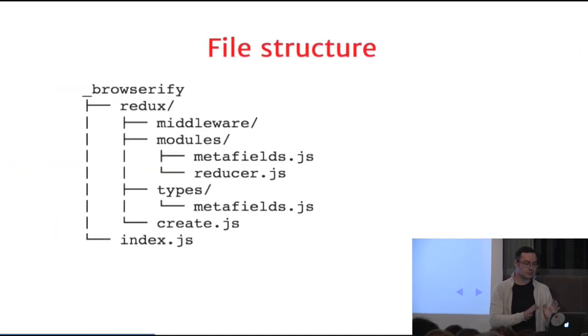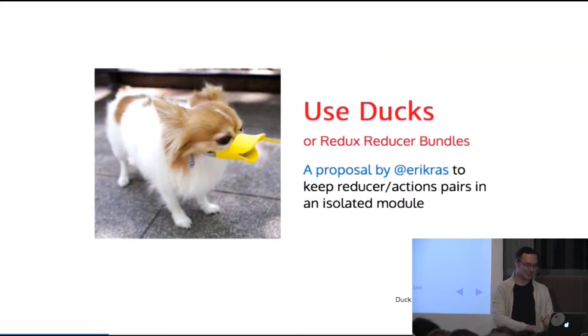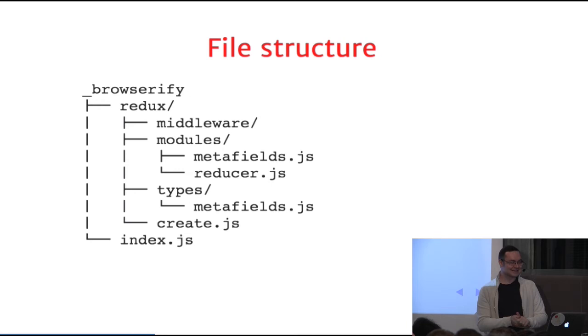So this is what my file structure for the Redux folder looks like. As you can see, the modules folder is for the Ducks. The reducer.js is the main file where I combine all reducers. For simplicity, I have left only one actual reducer. Here it's metafill.js. It doesn't matter what metafills is. It's just an example. So we count metafills in our state.